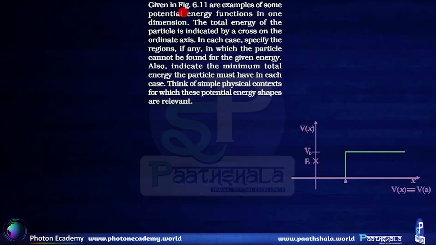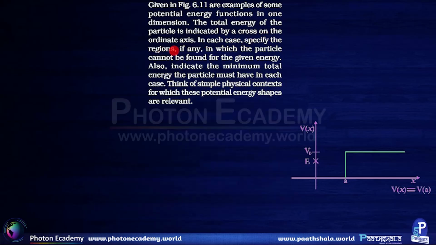Given in figure 6.1 are the examples of some potential energy functions in one dimension. The total energy of the particle is indicated by a cross on the ordinate axis. In each case, specify the regions, if any, in which the particle cannot be found for the given energy. Also indicate the minimum total energy the particle must have in each case. Think of a simple physical context for which these potential energy shapes are relevant.